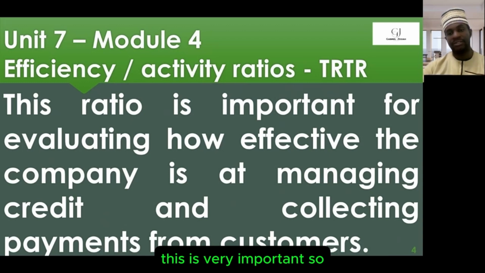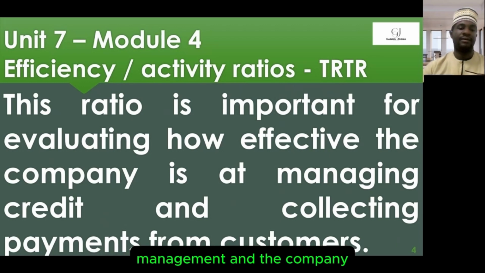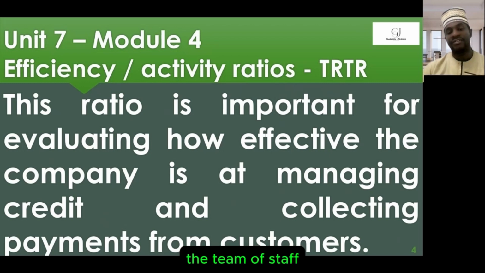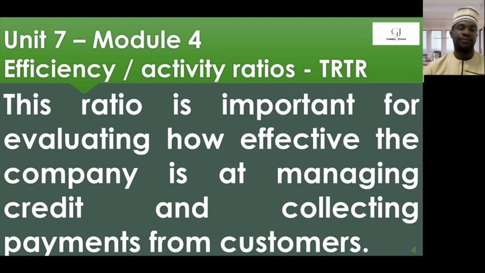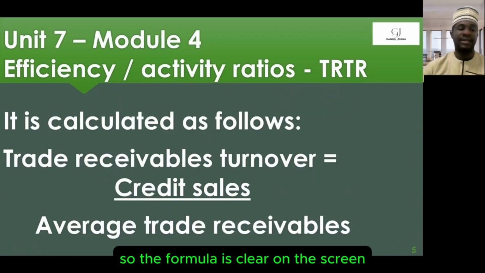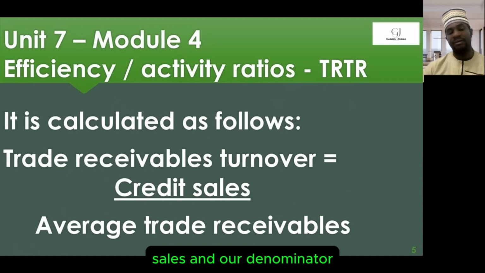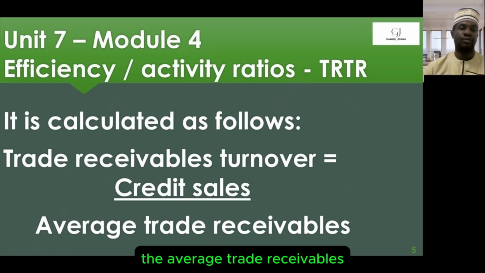This is very important. It measures how fast and how effective management and the staff are, and evaluating it, it's very important that this ratio is put to use. So the formula is clear on the screen. We have as our numerator the credit sales, and our denominator, the average trade receivables.